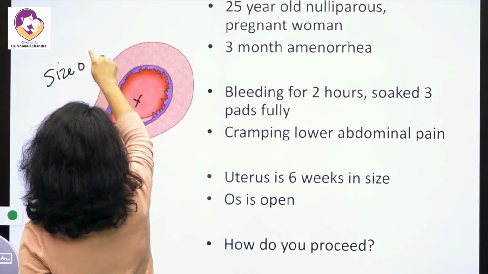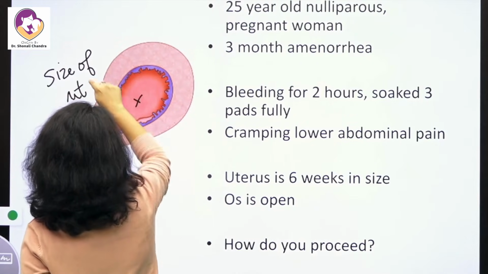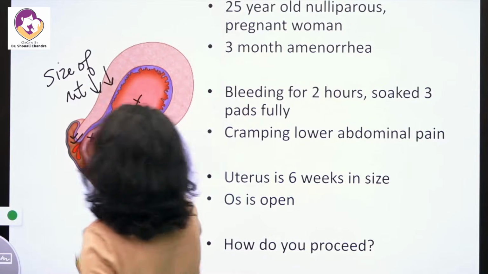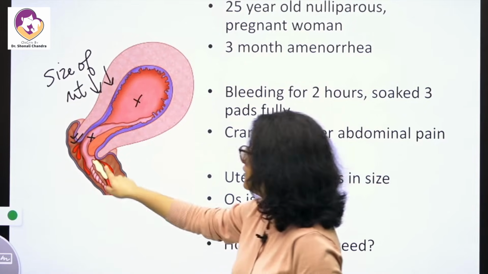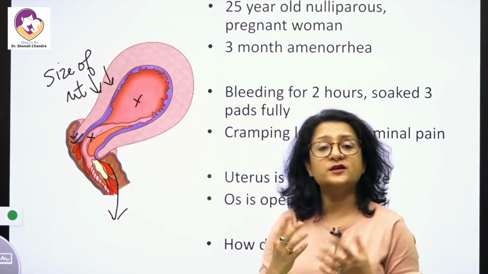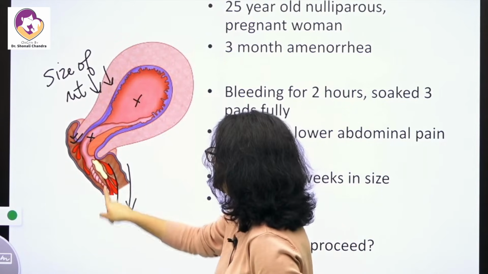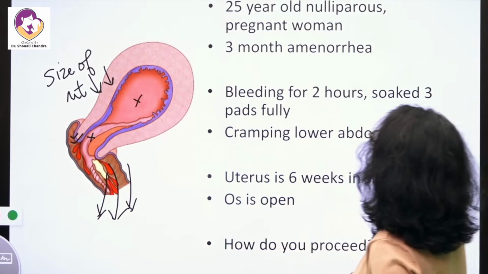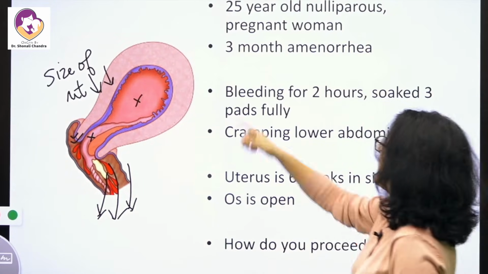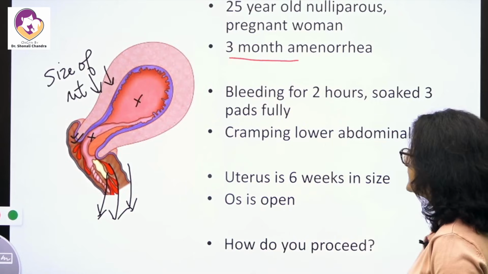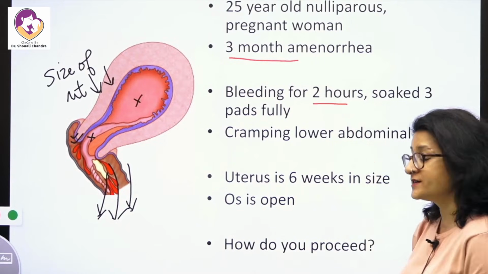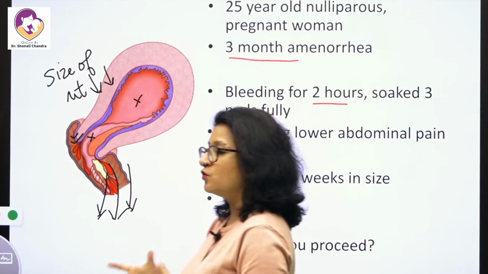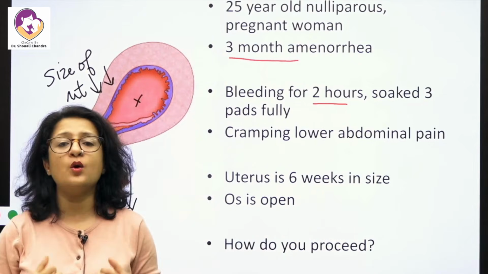The size of the uterus is going to decrease. That is what is going to happen, and the bleeding, of course, is going to be much more in this clinical situation. So as we can see here, she's the same woman right now with 3-month amenorrhea, let's say, bleeding for 2 hours. Now, very importantly, whenever a woman complains of bleeding, one needs to know how much bleeding, right?